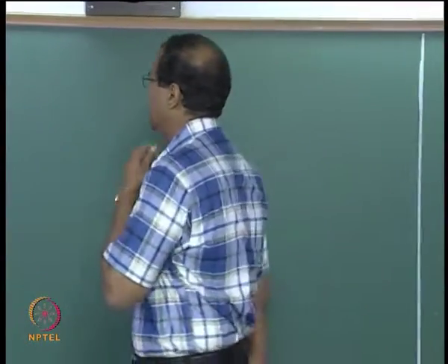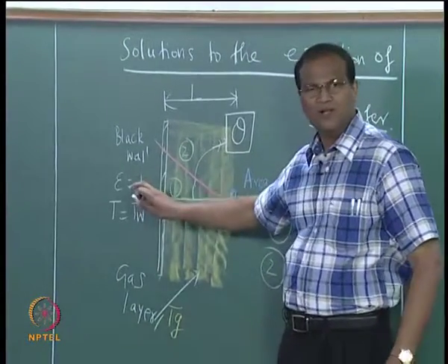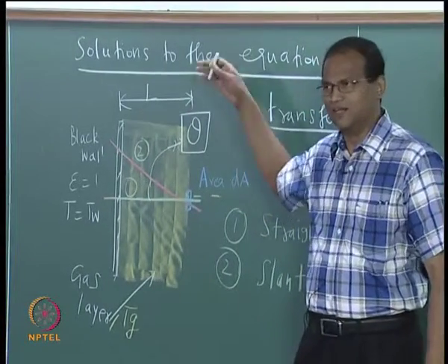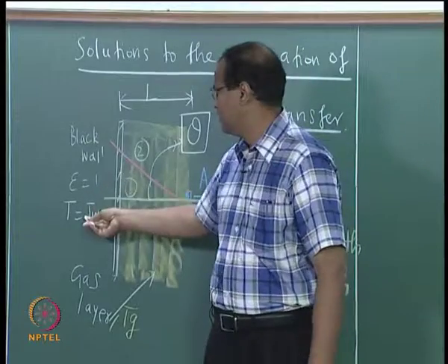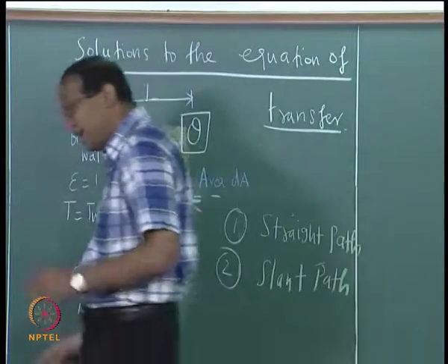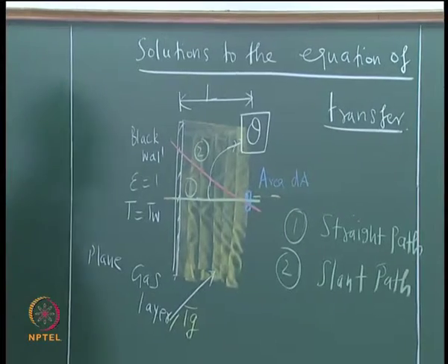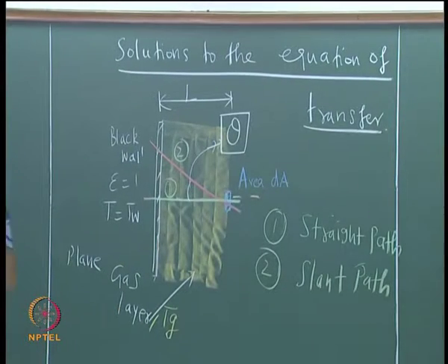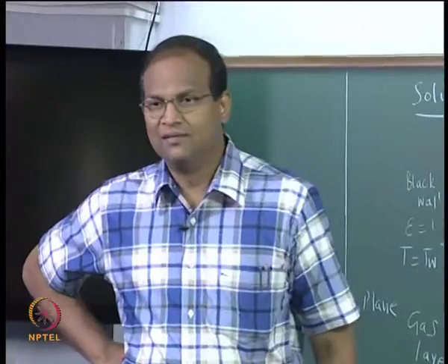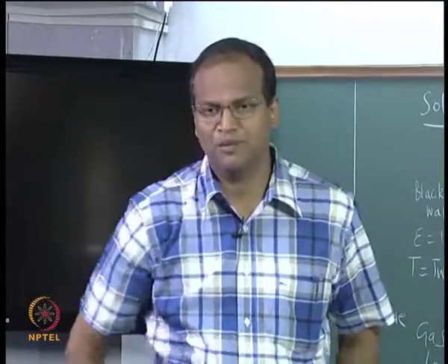So you are considering a black wall, basically I am starting with a black wall, otherwise radiosity and other things will come, and it will be epsilon sigma T to the power of 4, it will lead to other problems, a reflection component will be there and so on. Now the wall temperature is Tw, there is a plane gas layer, not plane glass layer, it could be glass but this is gas, right. Thickness is L, it is infinitely deep in the direction perpendicular to the plane of the board.